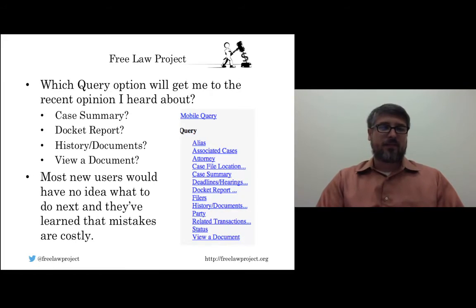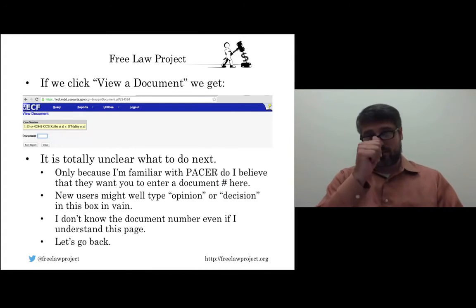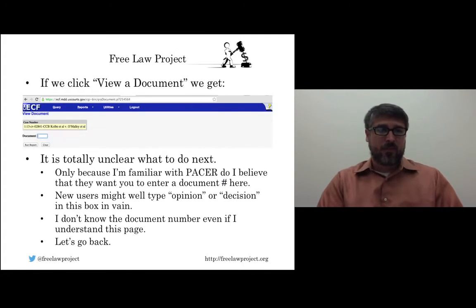So the best bets here look like case summary, docket report, history/documents, or maybe view a document. I'm looking for a single document. Maybe I would try view a document. If I click on that, we get this page. It shows the case number, the case name, says document, and provides a little entry box.